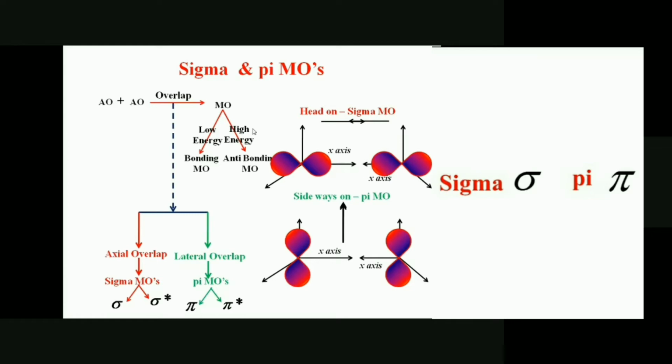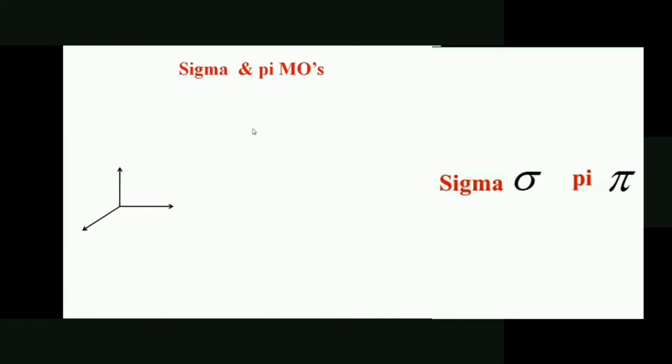If the atomic orbitals interact with axial overlap, they form a sigma molecular orbital. But when atomic orbitals interact sideway, they form a pi molecular orbital. Now let's see the case of this. This is again the x-axis. We can see here both atomic orbitals are aligned with the x-axis. Obviously when they overlap, it will be head-on overlap and form a sigma molecular orbital.